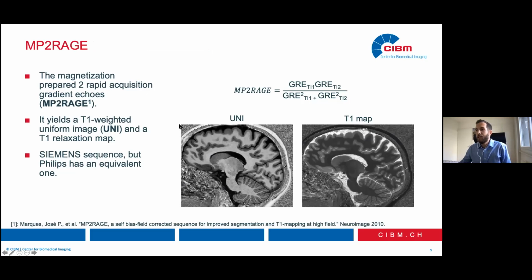Focusing on the MP2-RAGE contrast, this is a T1 weighted contrast characterized by the acquisition of 2 images at different inversion times. These 2 are then combined with these very simple formulas, which yields as output a uniform T1 weighted image, which has a really nice gray to white matter contrast, and also a T1 map, a quantitative relaxation map. This is, of course, a Siemens sequence, but Philips has, however, an equivalent one with a different name.